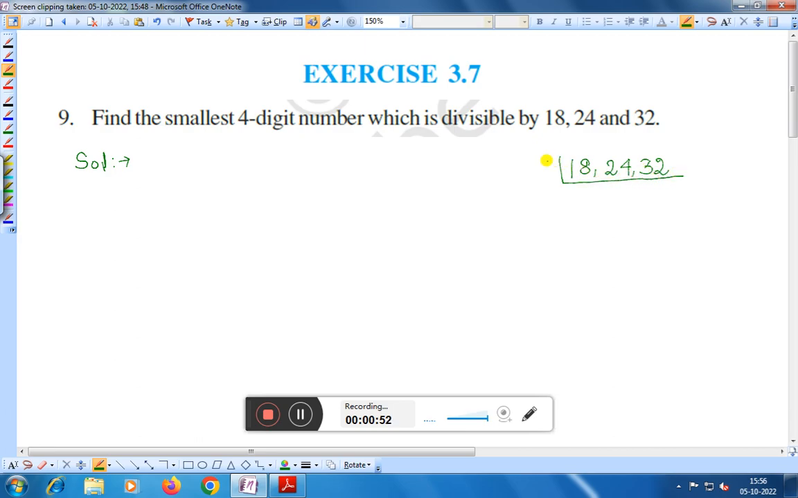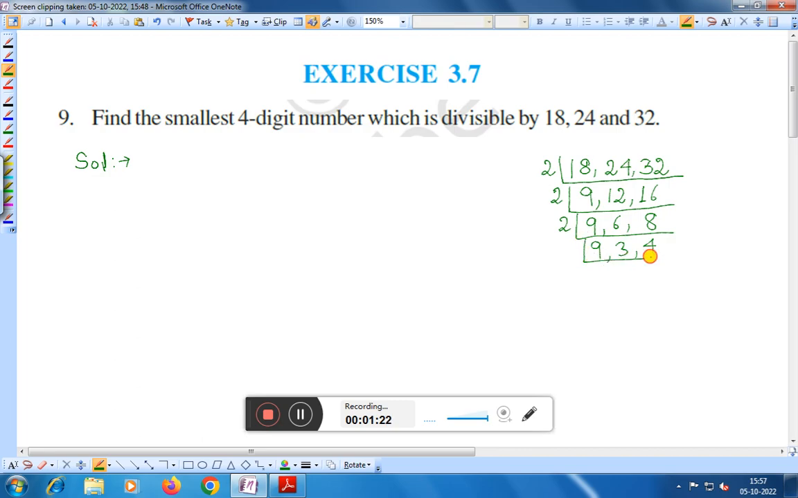It will be divisible by 2, that is 2 9s are 18, 2 12s are 24, 2 16s are 32. Again we will divide it by 2. 9 is not divisible, right? 2 6s are 12 and 2 8s are 16. Again it will be divisible by 2. 9 is not divisible, right? 2 3s are 6 and 2 4s are 8, right?